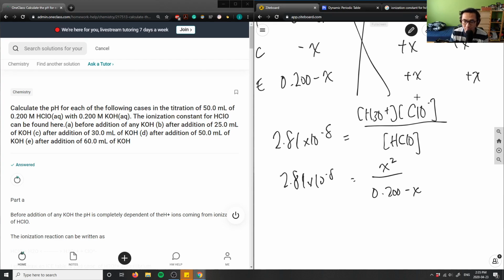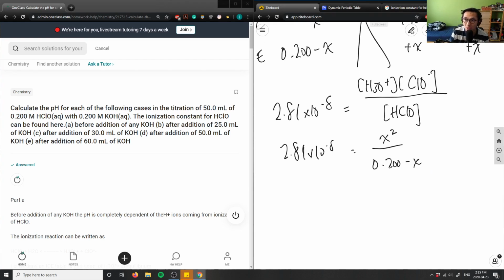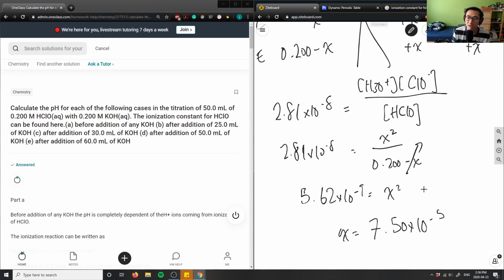I'm going to use the assumption method, that this X is going to be super, super small, to avoid using the quadratic formula. So I can simply cross this out. I'm going to multiply both sides by 0.200. So let me use my calculator here: 2.81 times 10 to the negative 8 times 0.200 gives me 5.62 times 10 to the negative 9 equals X squared. I'm going to square root both sides to get X, which finally equals 7.50 times 10 to the negative 5, and this equals the concentration of my hydronium ion.